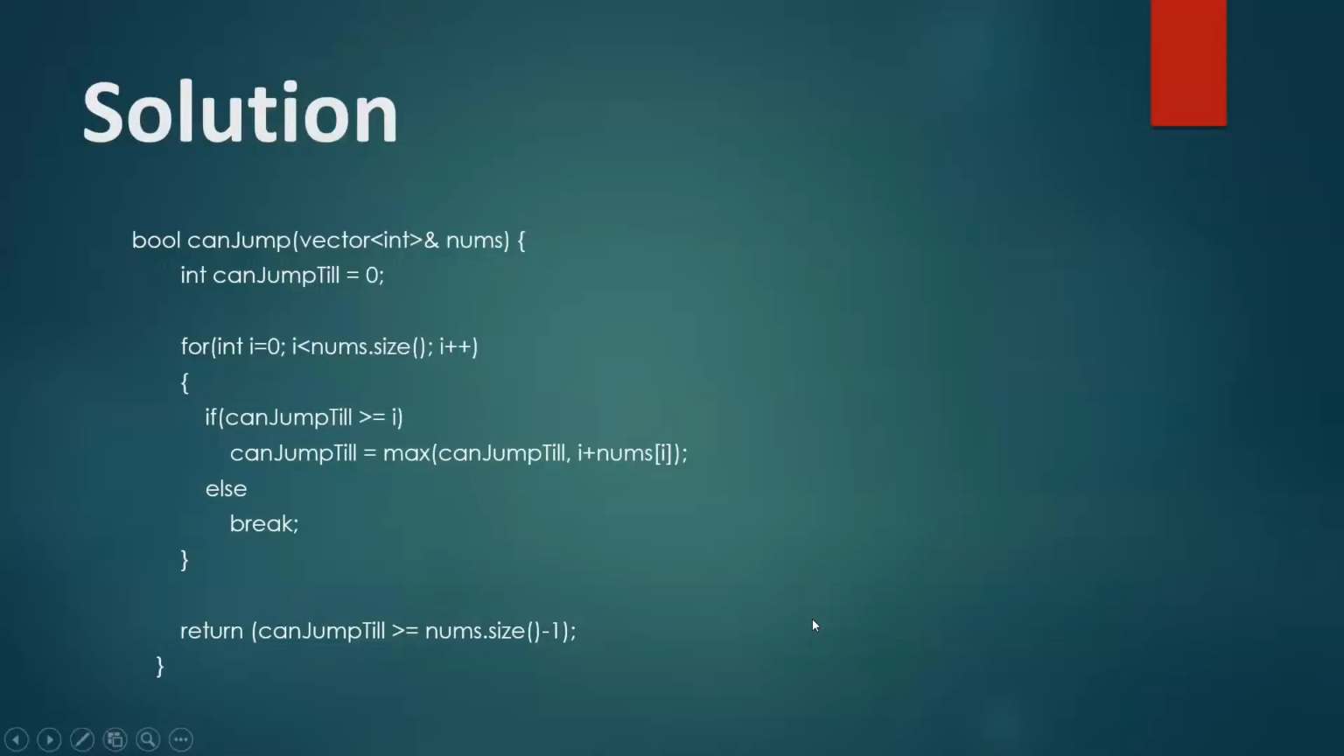So there's a question right now: why equality with i? See, equality means that you can jump till this point also. You can jump further, or basically till this point. So if you are able to reach this point itself, then you can jump further from this point also, right? You get it? If canJumpTill is less than i, then that means there is no possibility to reach the ith point itself. So then you can just break. There's no point checking further. So is this problem clear to everyone?